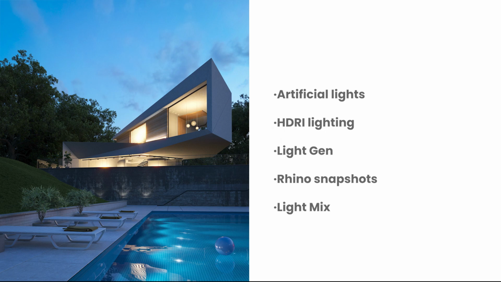In this tutorial, we will explore different types of artificial lights, add a nice background with natural lighting by importing an HDRI image, and try out different automated lighting systems created with V-Ray Light Gen 2. We will also learn how to save different states of our project with snapshots and finish by making some minor corrections to the image in LightMix.